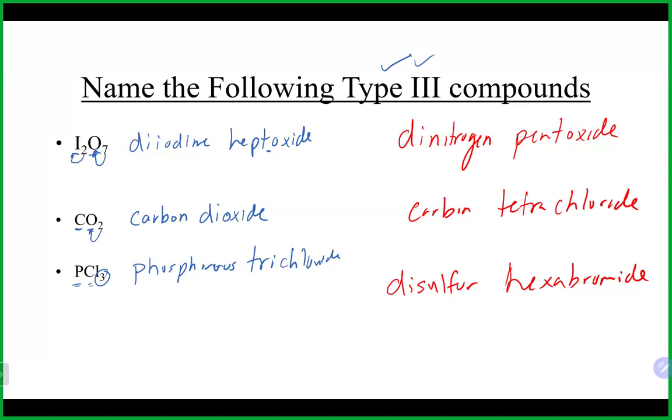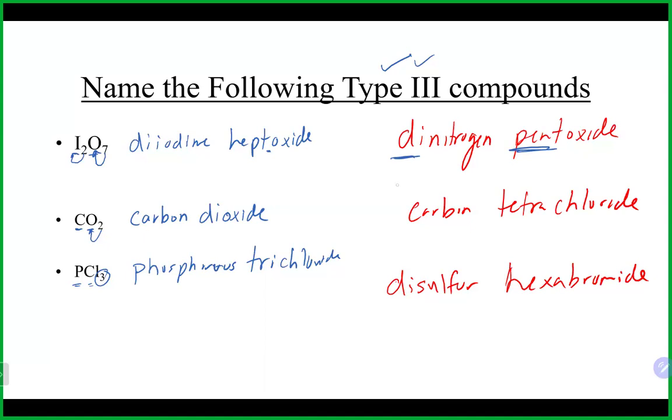Now, probably the ones that should take you the quickest are the ones here on the right. Basically, you just have to write what it says. As soon as I see prefixes, I know it's type 3, which means I don't have to figure out charges, I don't have to figure out balancing or any of those things. I simply need to write what it says.